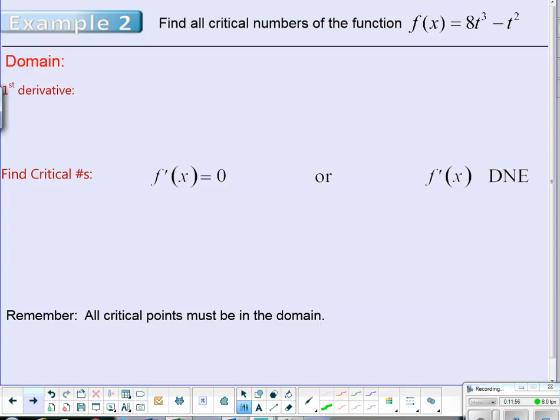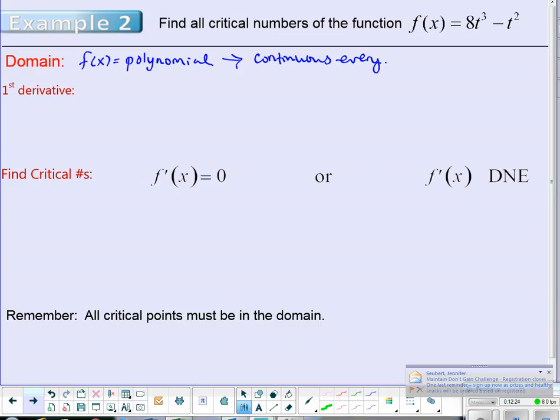So on the back here, find all critical numbers of the function f of x equals 8t cubed minus t squared. And the domain, let's discuss the domain. Well, I noticed the first thing is that f of x is a polynomial. And if it's a polynomial, that implies right away that it is continuous everywhere. And so our domain will be -infinity to infinity.